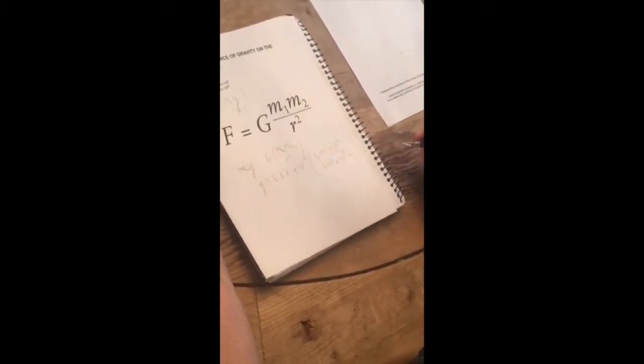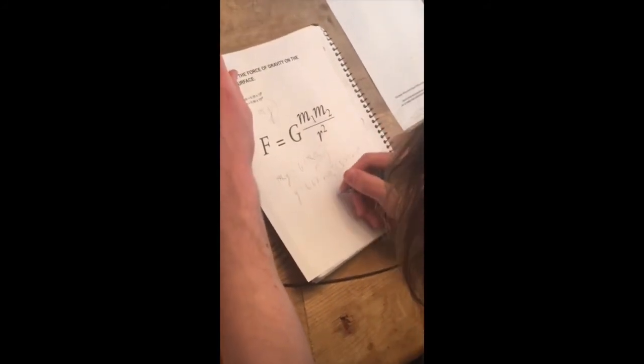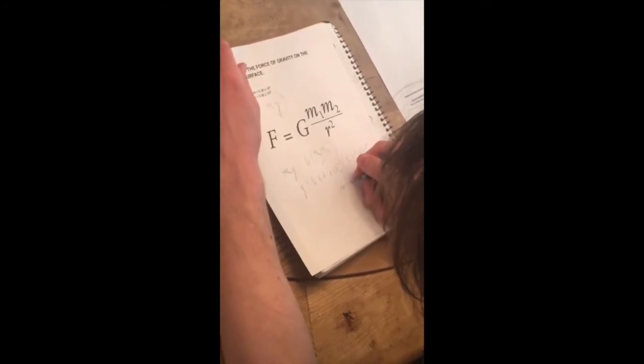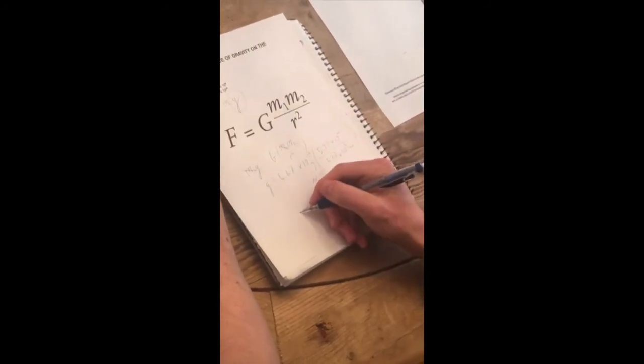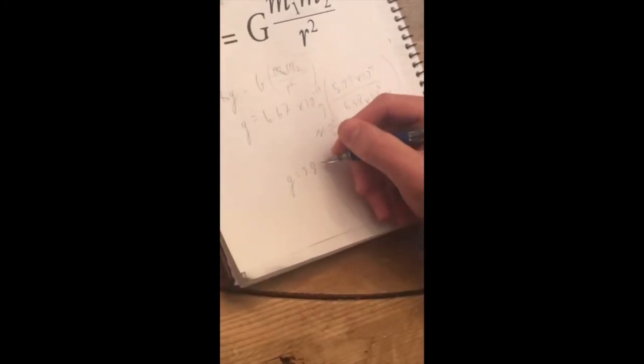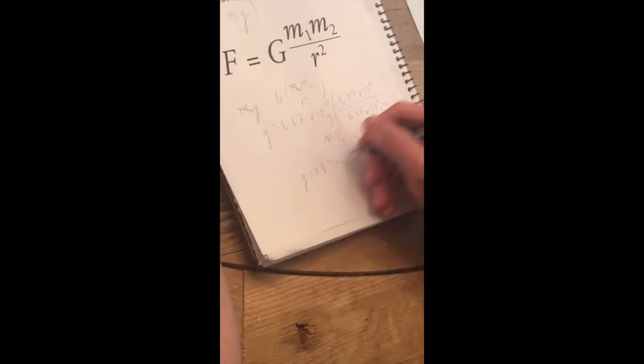Now, if we go in to put in some units, we know that for Big Daddy G, we got to put newtons times meters squared over kilograms squared. So that means some units are going to cancel out. And when we plug this into our calculator, we get that baby G equals 9.8 meters per second squared. And that's how you calculate baby G.